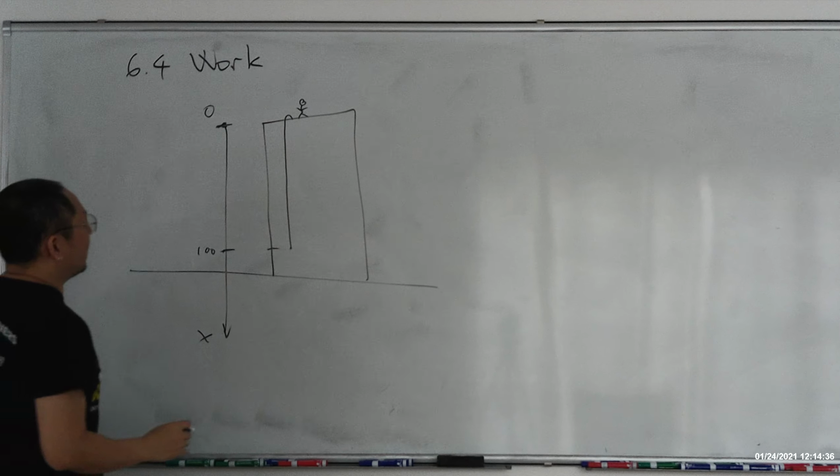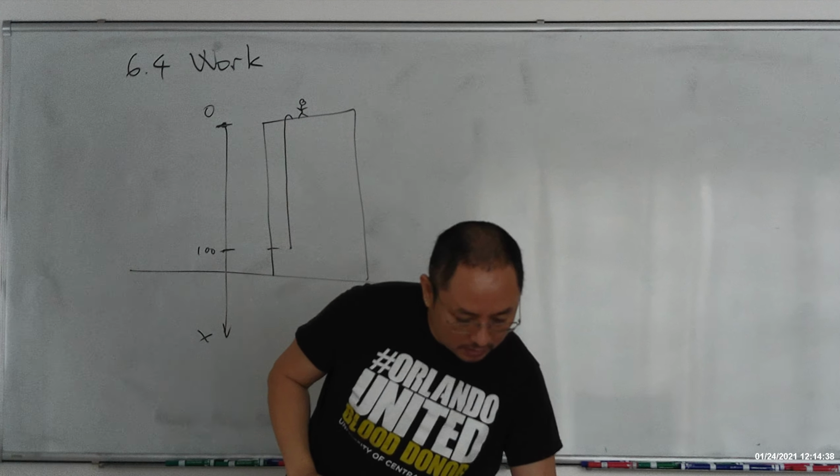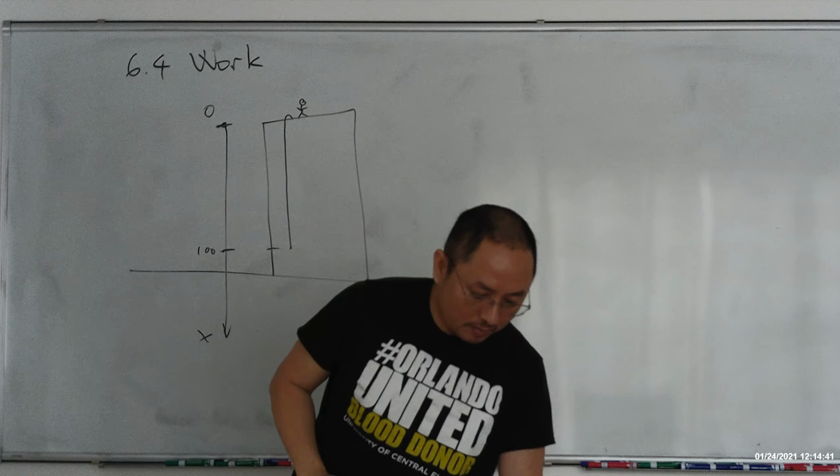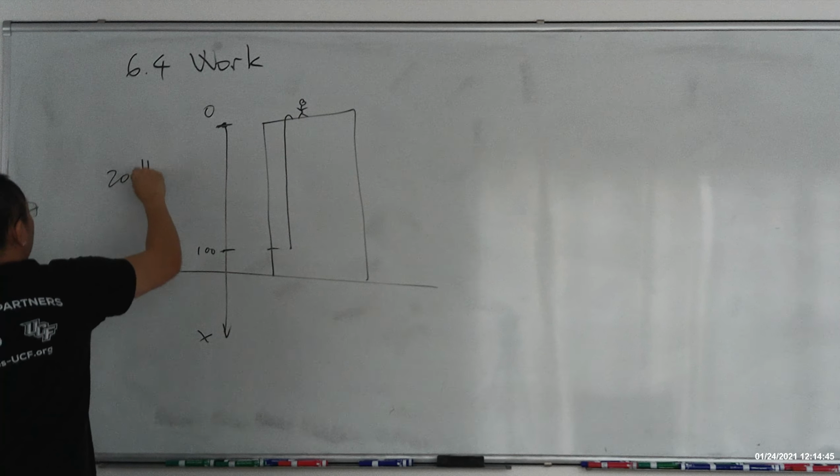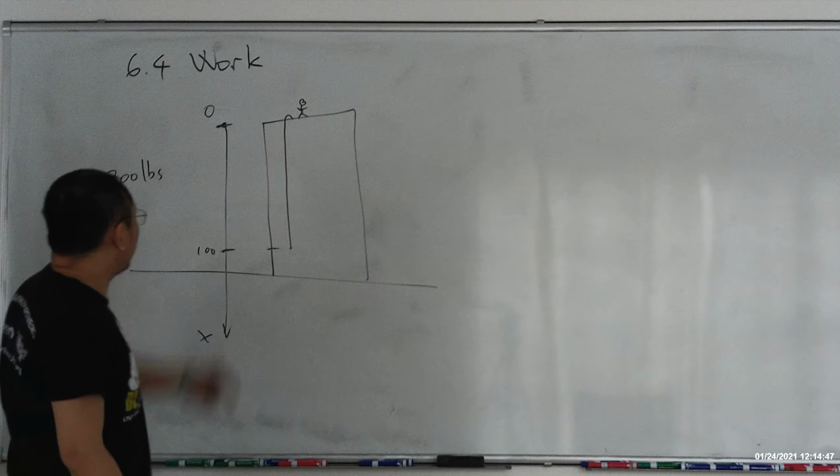All right. And what is the weight of the rope? They call it the cable. Okay, the cable. The weight of the cable is 200 pounds. 200 pounds. And the length is 100.